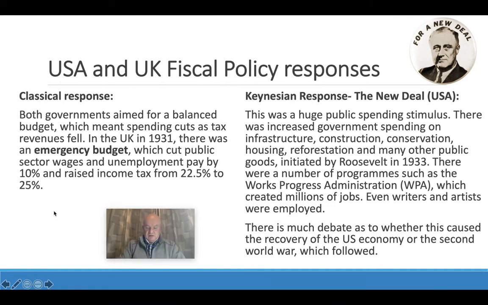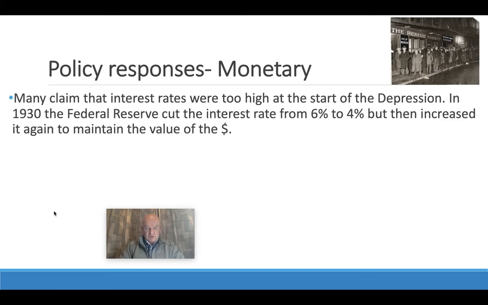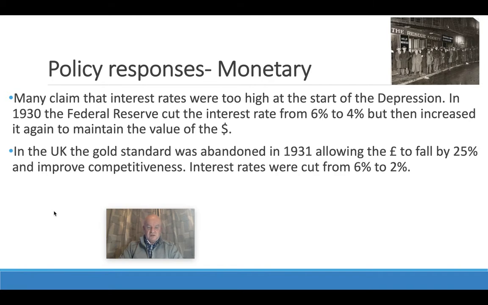So if we take a look at the next thing then in terms of the policy responses, we talked about the monetary policy, and just based on the table that you've got on page 19. But again, there were issues in terms of trying to maintain the value of the relevant currency, but also trying to reduce interest rates to try and stimulate spending.